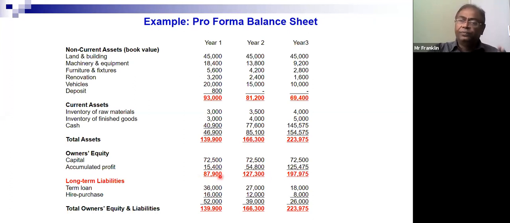Okay. Now, the liability is how much? Term loan is 36,000. Hire purchase is 16,000. This one is also going down. Why is it going down? Can you see the loan also going down? Why is it going down?